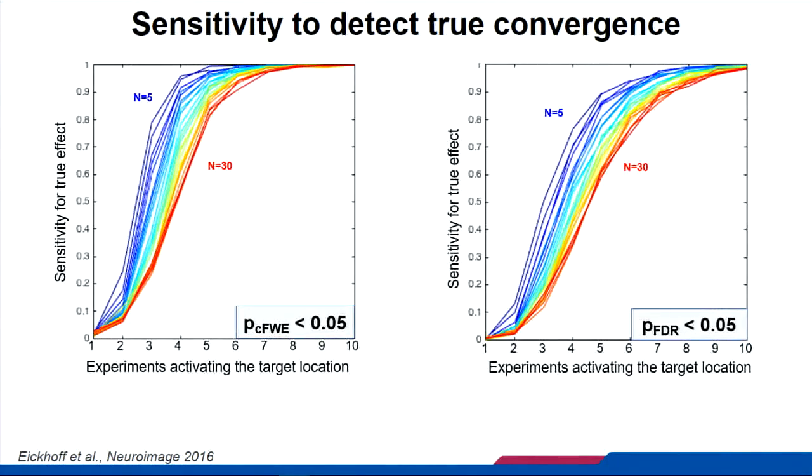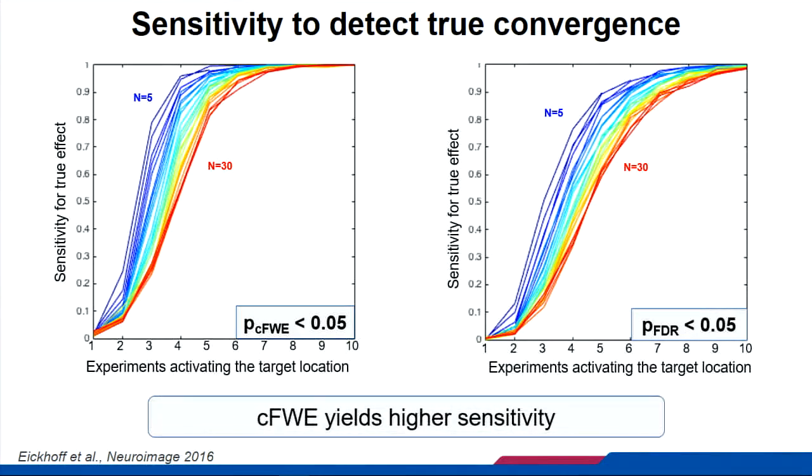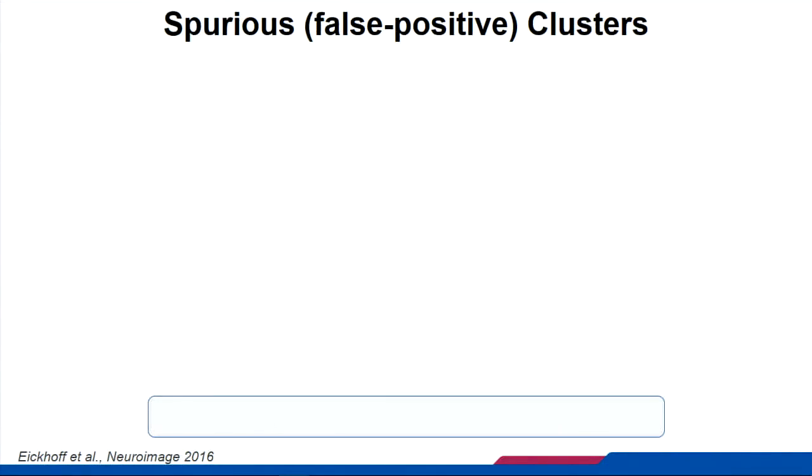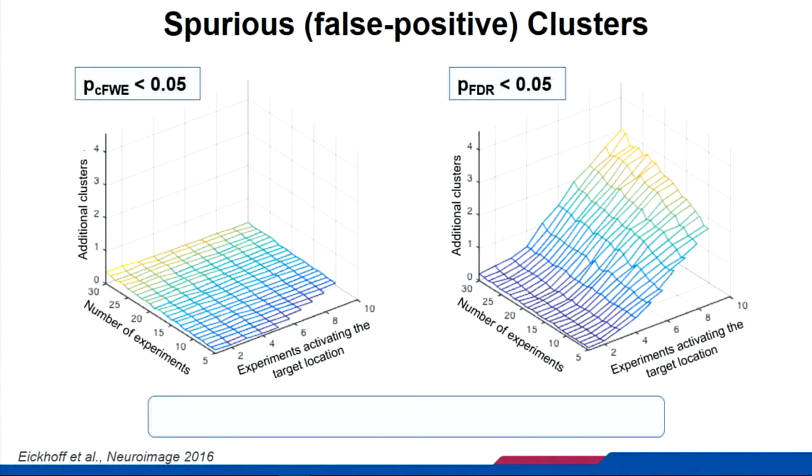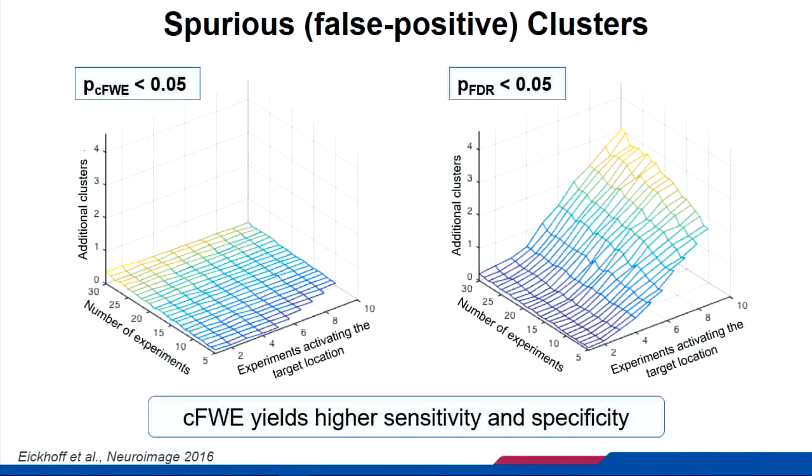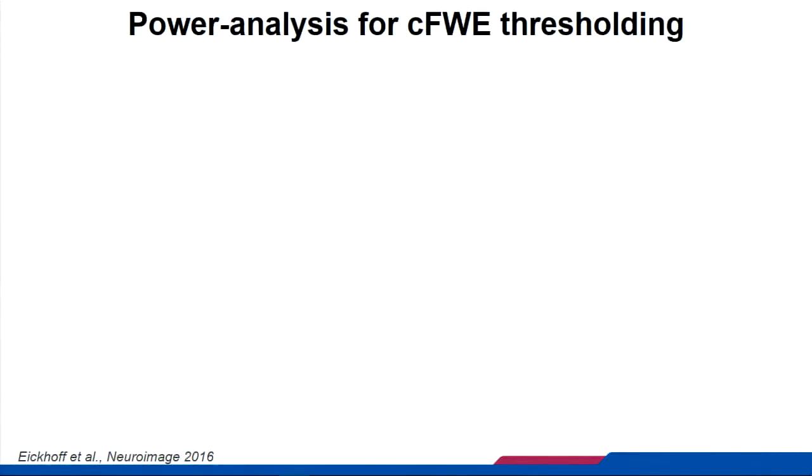If we look at the sensitivity to true convergence, we see that for cluster level family-wise error, it's actually fairly sensitive, more sensitive than FDR, and way more sensitive than voxel level FWE. In turn, if we look at false positive or spurious effects, then FDR does a lot worse. So what we concluded from that is that cluster level inference gives you the best both sensitivity and specificity.